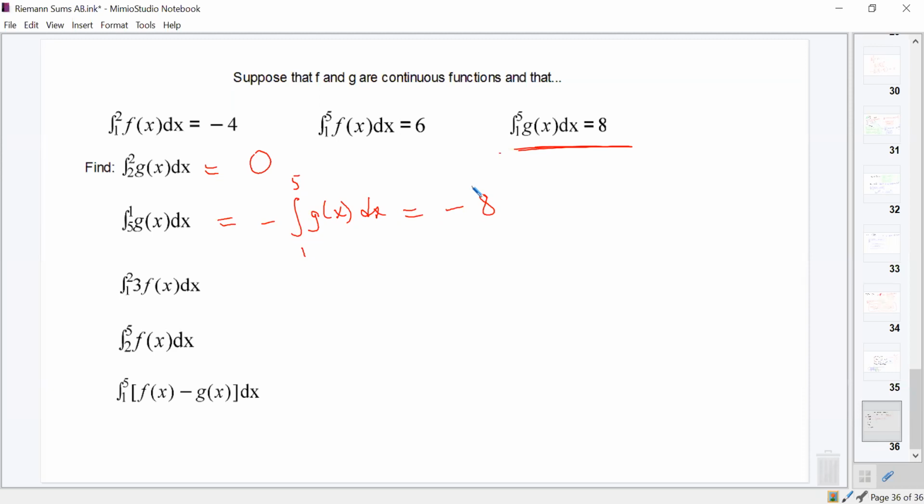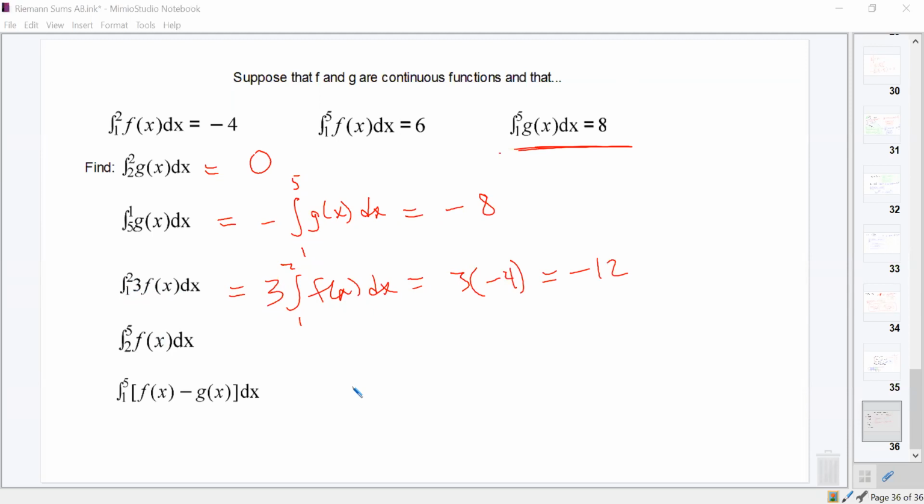Yes. All right. What if I want the integral from 1 to 2 of 3 f of x? Well, that should be the same as 3 times the integral from 1 to 2 of f of x dx, which ought to be 3 times -4 or -12. Everybody good with that one? Yes.